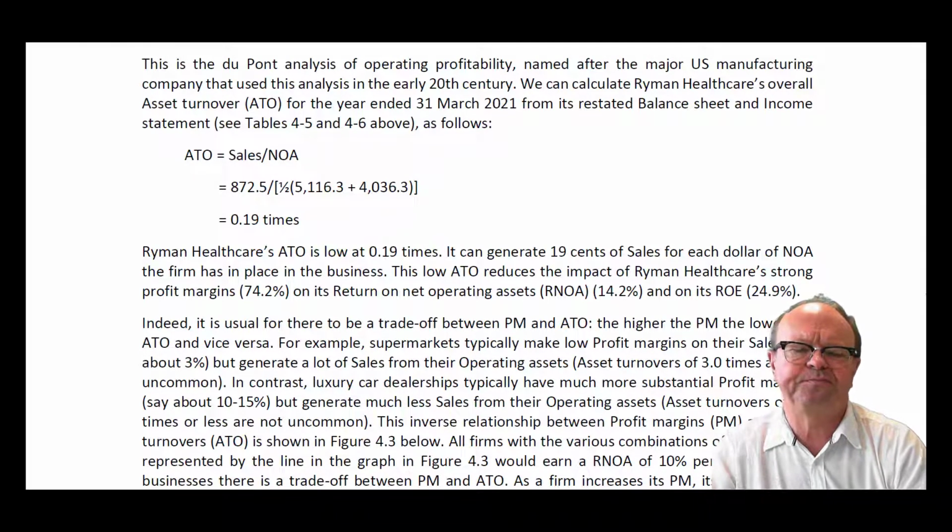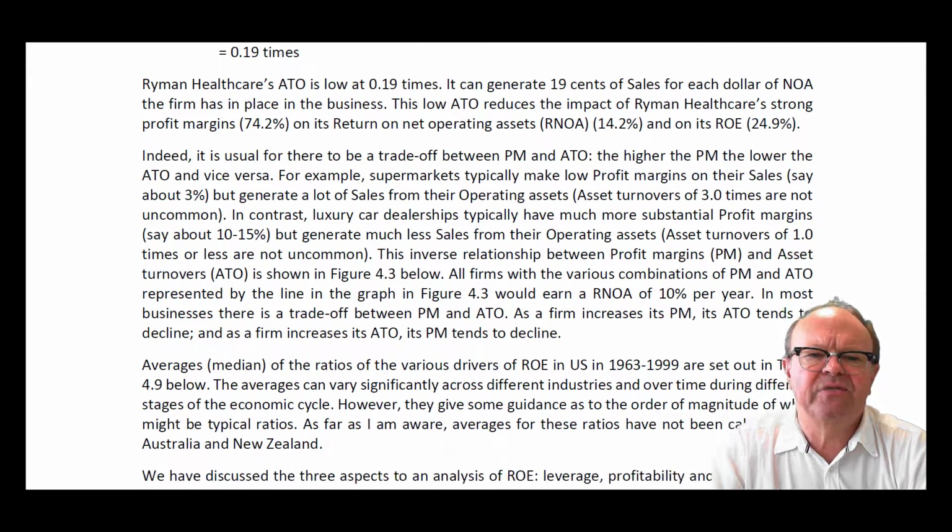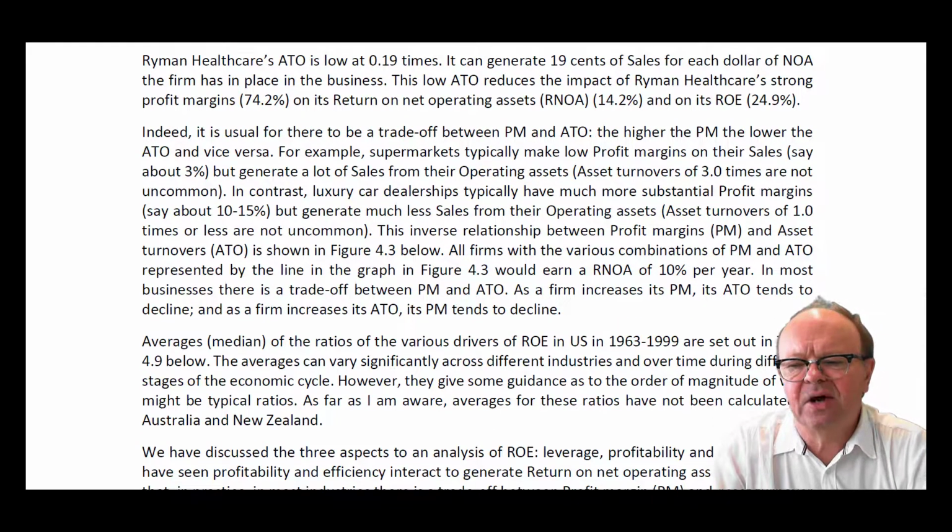We can calculate Ryman Healthcare's overall asset turnover, ATO, for the year ended 31 March 2021 from its restated balance sheet and income statement. See tables 4.5 and 4.6 above, as follows. Asset turnover equals sales divided by net operating assets, which equals 872.5 divided by the average net operating assets, which equals 0.19 times. Ryman Healthcare's asset turnover is low at 0.19 times.